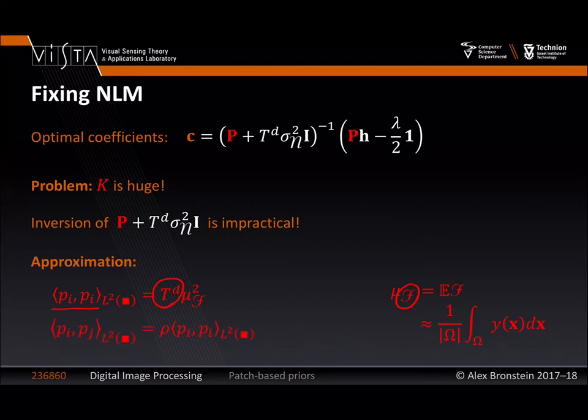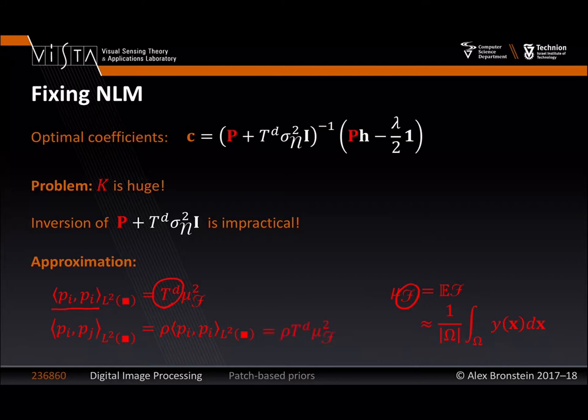Then I will assume that the inner product of different patches is given by the volume of each patch times rho. Rho is a correlation coefficient. So I'm assuming that all the patches have the same correlation, which of course is not true, since they have different correlations, but I'm assuming there will be some typical correlation coefficient, some constant rho, which I can estimate from the image itself, from the patches themselves.